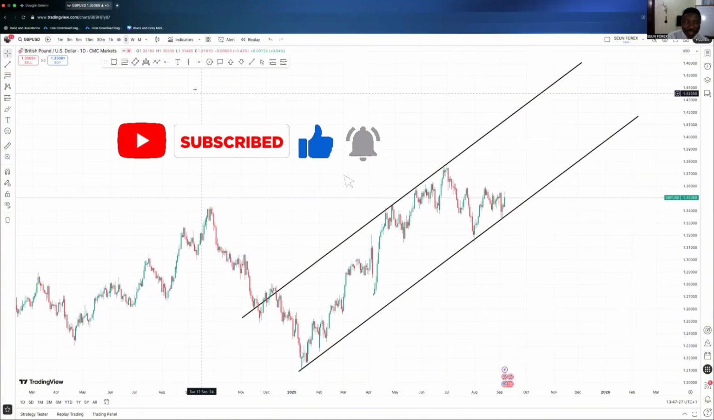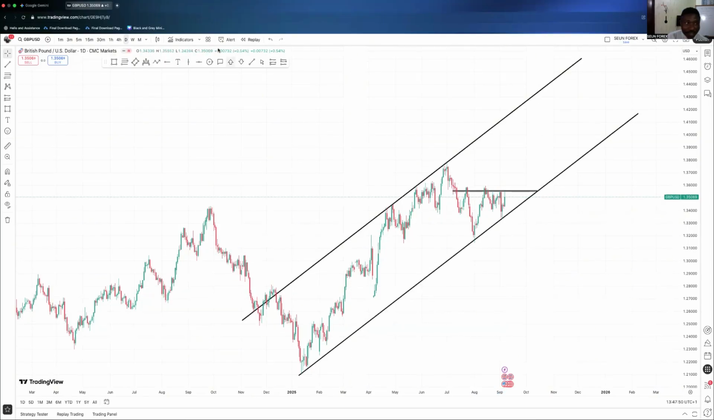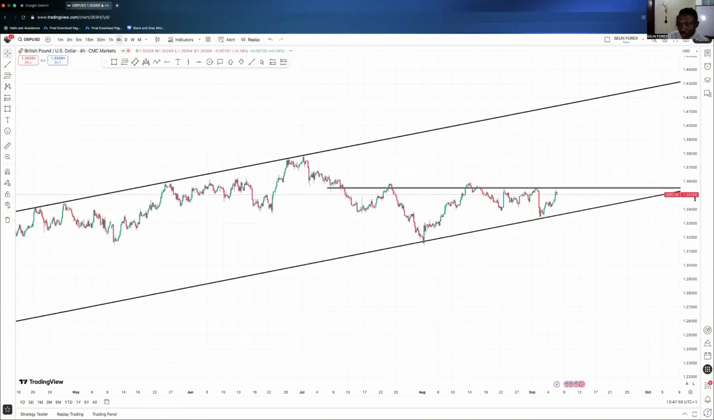The second thing that you need to do is to bring out your rectangle tool and draw your key levels. And in order to know the right setup of key levels to draw, you will need to make sure that the key level is extremely effective. That is, it must touch the major key levels.